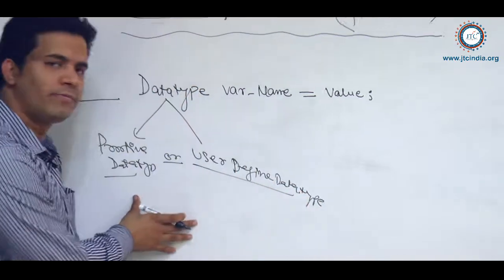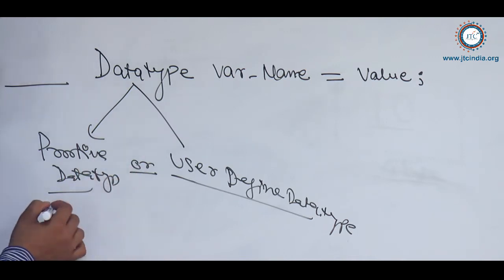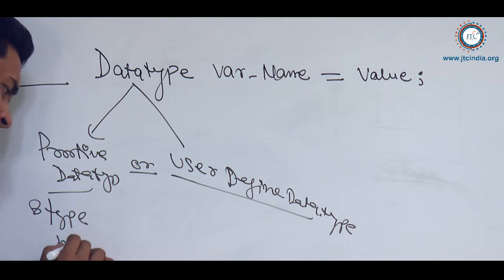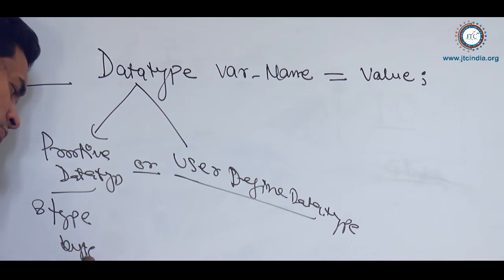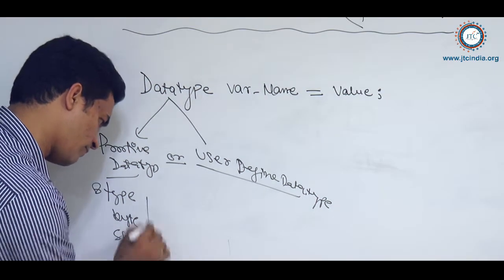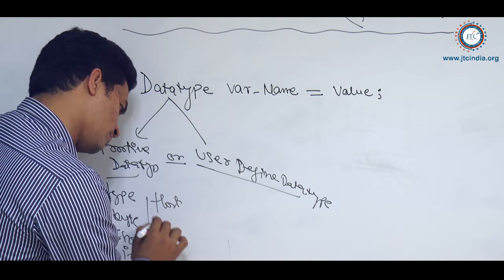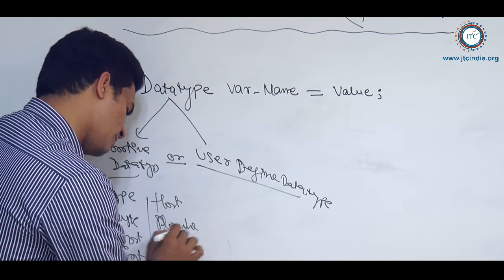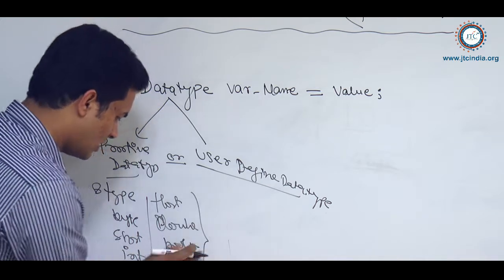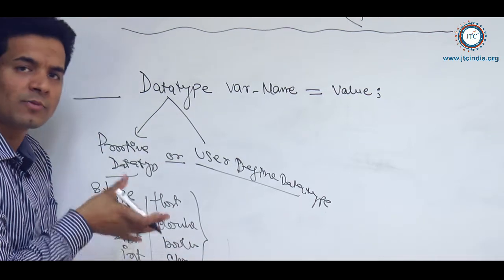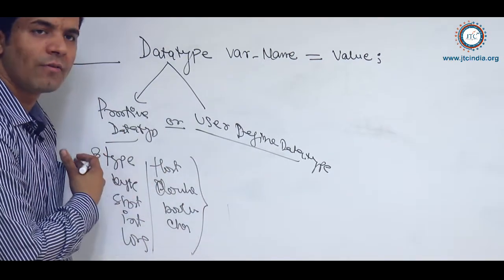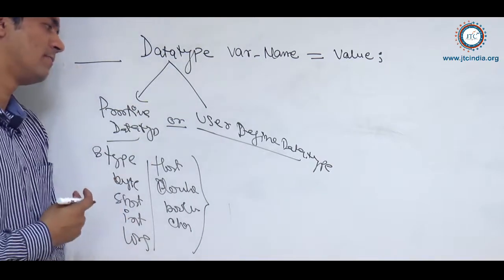If it is a primitive data type, you know mainly 8 types of primitive data types are there: byte, short, int, long, float, double, boolean and character. These are all the 8 primitive data types, and corresponding to these data types, wrapper classes are also available. That concept we will discuss later.